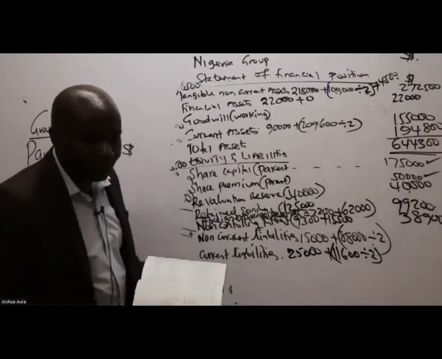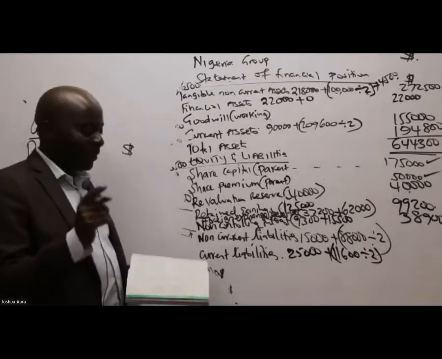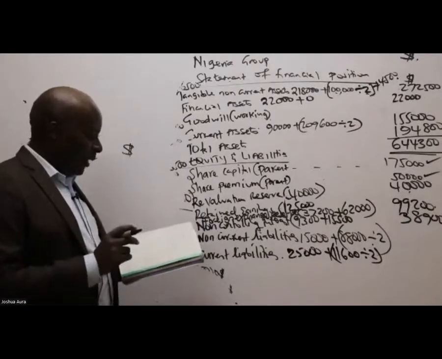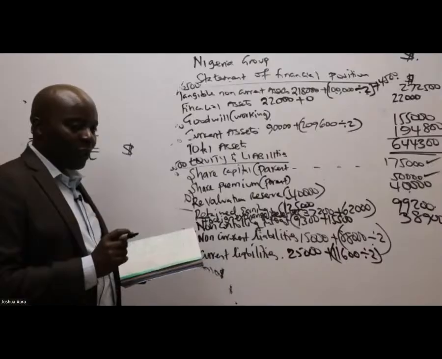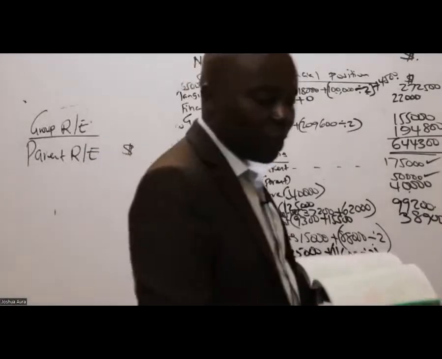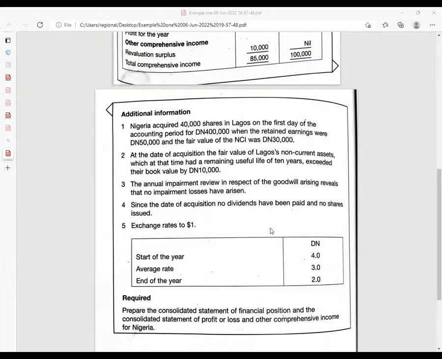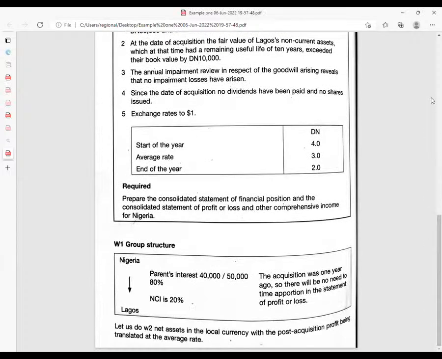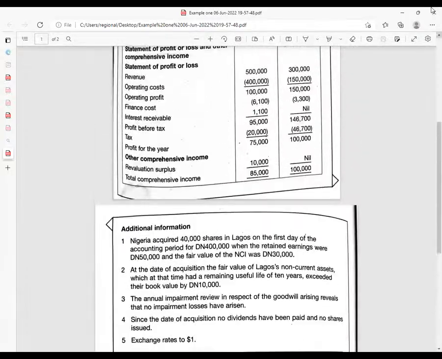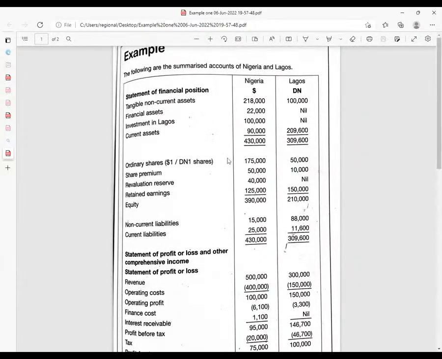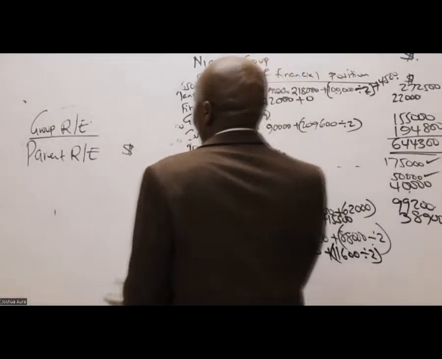Parent's retained earnings. Thank you very much. I can see now you guys have an idea. Parent's retained earnings tuko nazo ni ngapi from the balance sheet? What do we have here? Parent's retained earnings from the balance sheet. Right? 125,000, isn't it? So here we have 125,000.